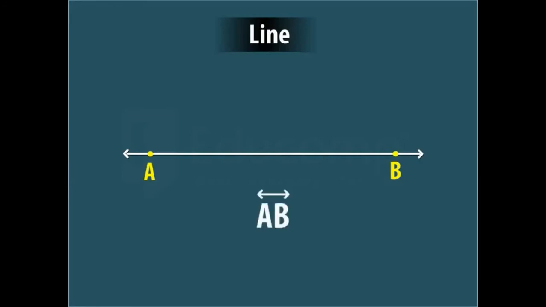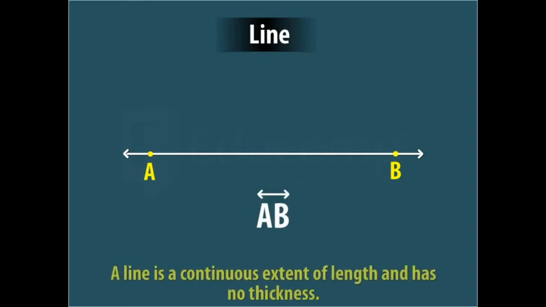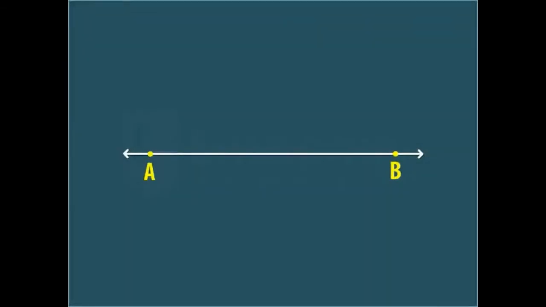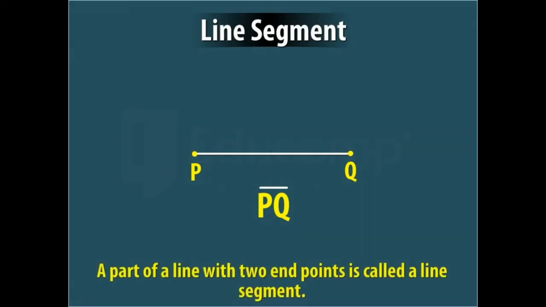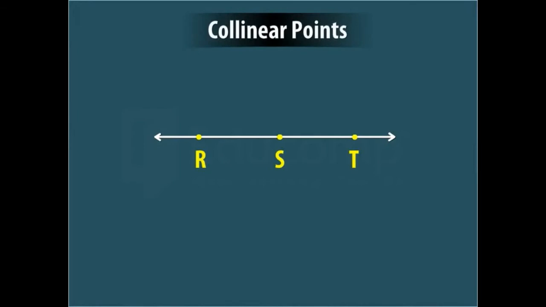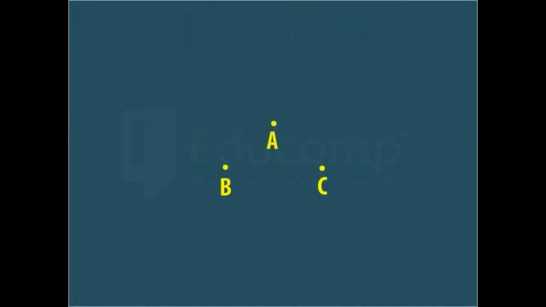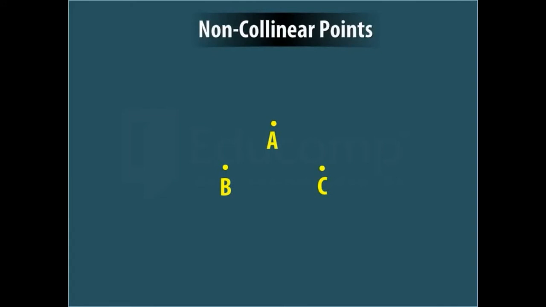Shown here is a symbol for a line AB. A part of a line with two endpoints is called a line segment. Shown here is a symbol for line segment PQ. If three or more points lie on the same line, they are called collinear points. Otherwise, the points are called non-collinear points.